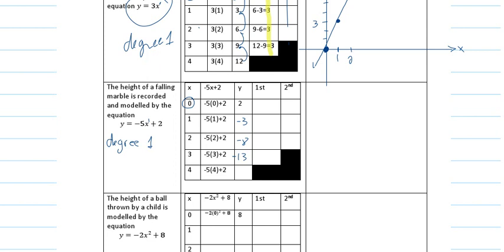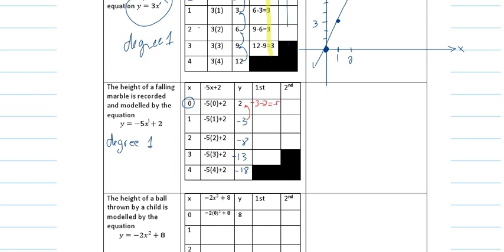So far I only found the y values. Now I'm going to start with the first difference. That's my test to see if it is linear or not. Remember, with the first difference, we do y2 minus y1. So we start with negative 3, and then subtract 2. That gives me negative 5.